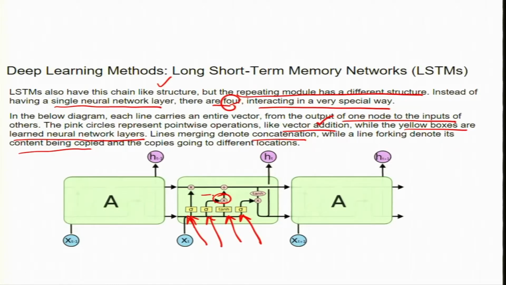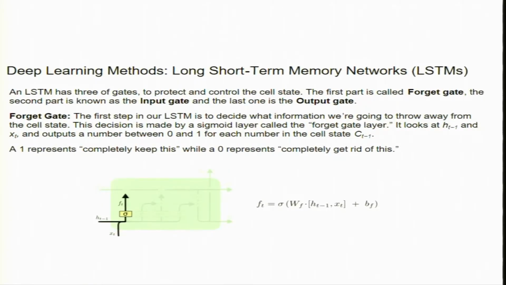Here it is copied and the copies go to different locations. So, the LSTM cell has 3 gates to protect and control the cell state. You can see this over here. The first part is called the forget gate, the second part is called the input gate, and the last one is called the output gate.